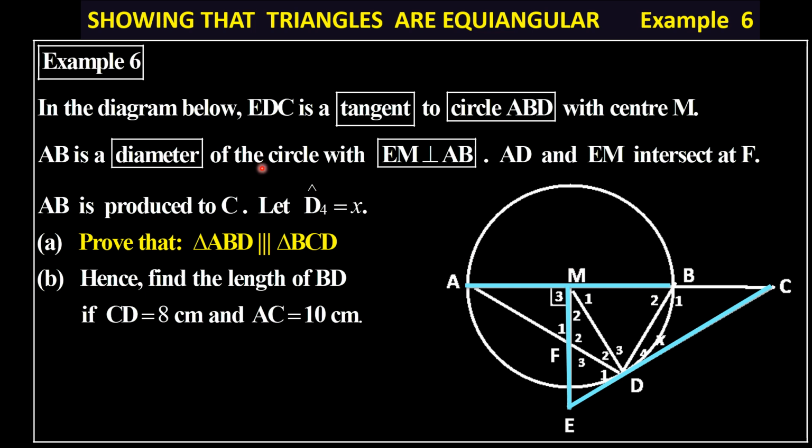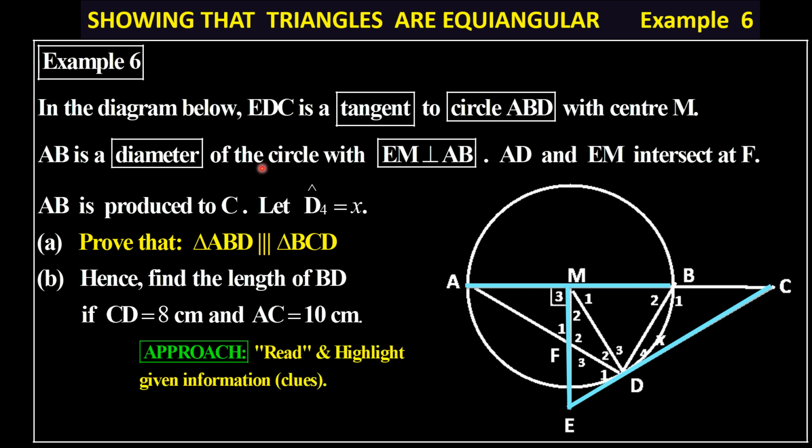And then EM is perpendicular to AB. Then we put that in. We've got D4 is X. And we see there's our X there. And now we have to prove two triangles similar. And then we have to make a deduction from that. So it's important here that you read your question.